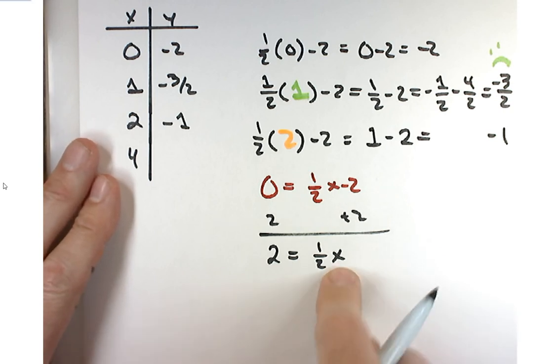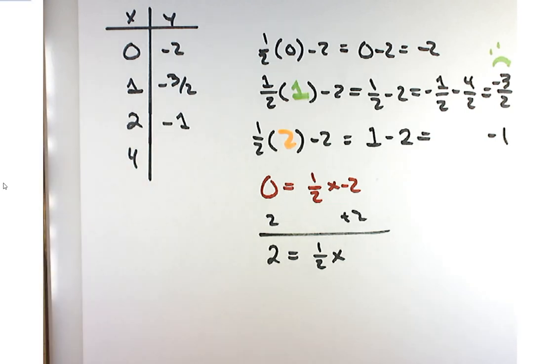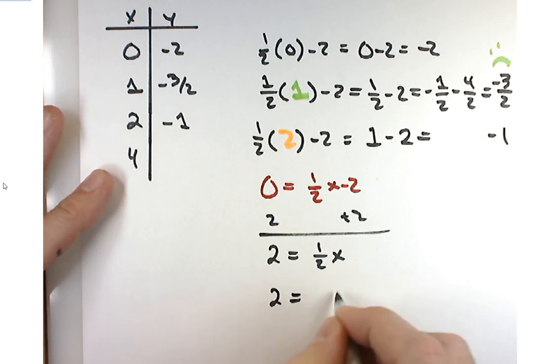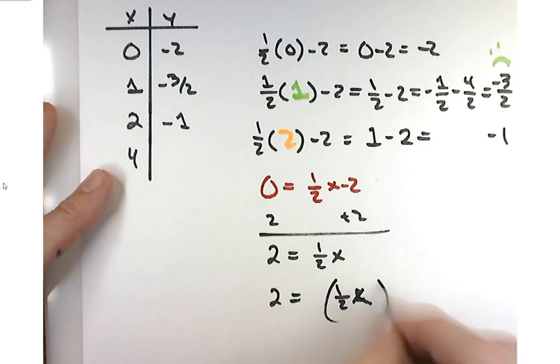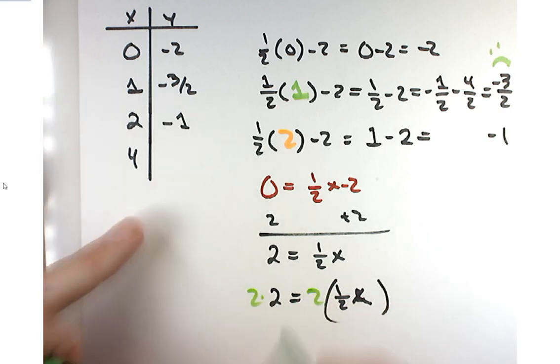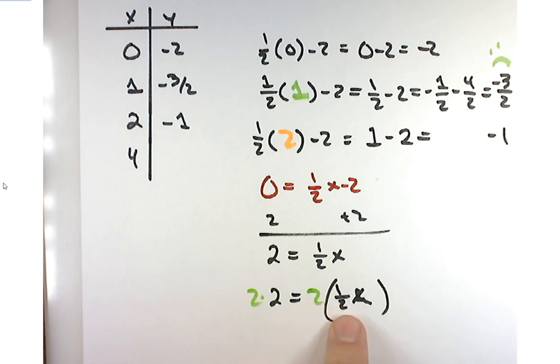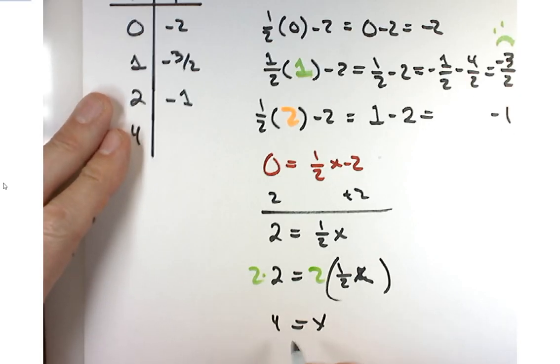I still need to get x by itself. How can I get x by itself? You multiply by 2. Yeah, multiply both sides by 2. Thank you. So I'll multiply both sides by 2. That's an x. So 2 times this, 2 times this. The 2 times the 1/2 cancels, and I get x equals 4.